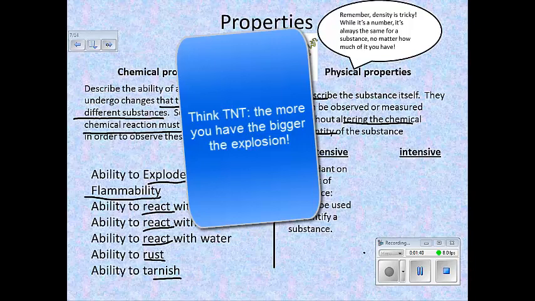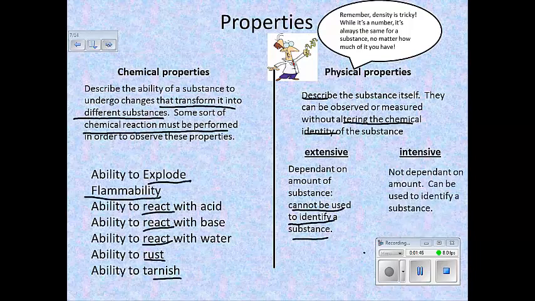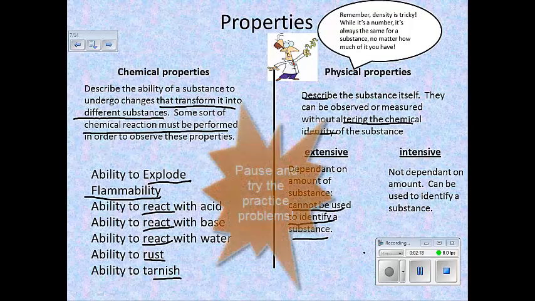And the big thing about extensive properties is they cannot identify a substance. Intensive properties, on the other hand, do not depend on amount. They can be used to identify a substance because if you have a little bit or a lot of whatever substance you're working with, they all work the same. The properties hold true throughout it. Using these definitions, go ahead and do your practice problems.